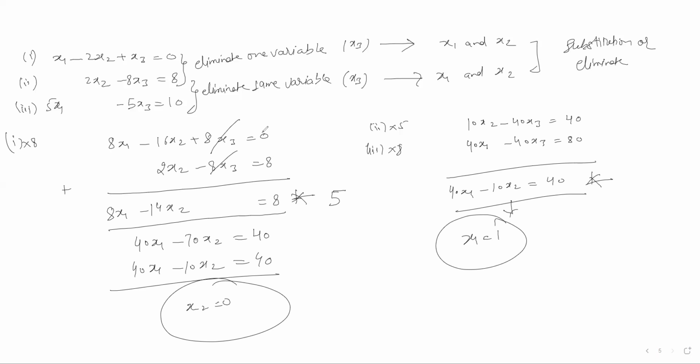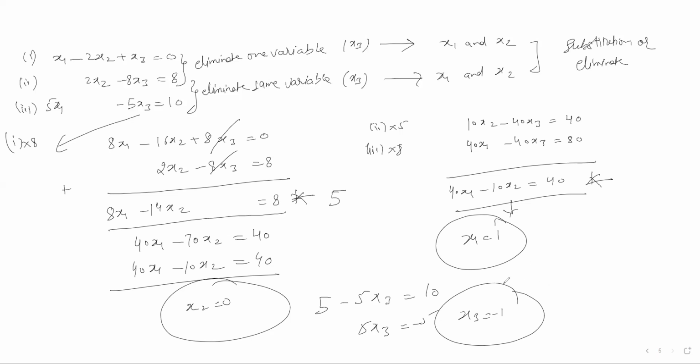I can substitute these in any equation, maybe in this equation. If I substitute x1 is 1, I will get 5 minus 5x3 is equal to 10. So 5x3 I will get minus 5, x3 I will get minus 1. This is how we can solve these equations. Is it fine?